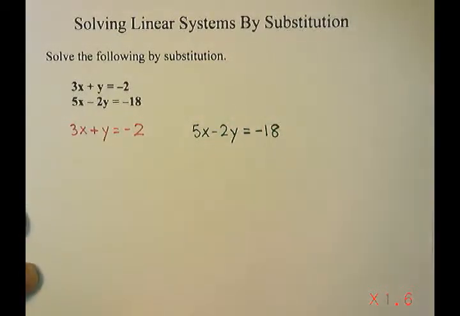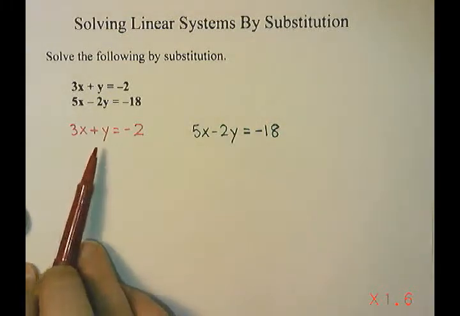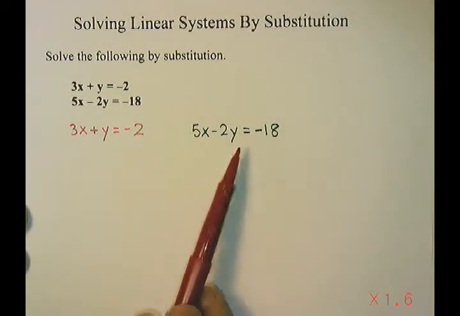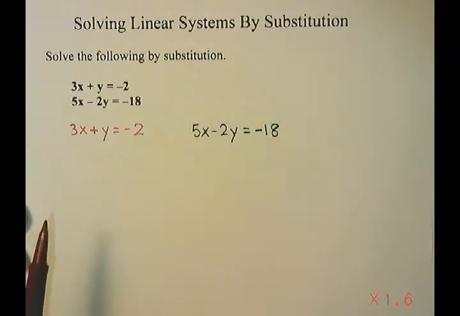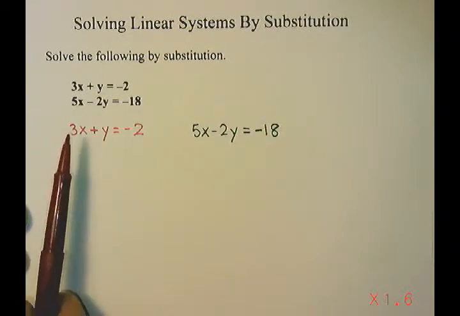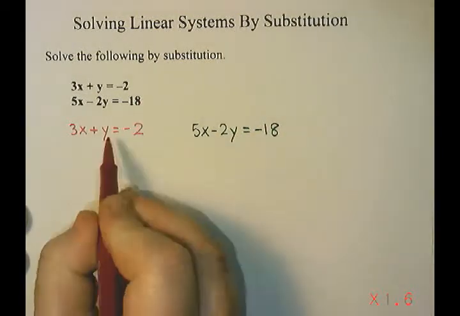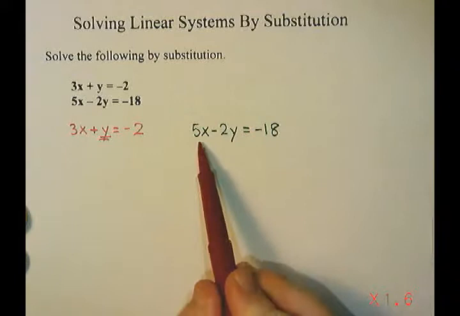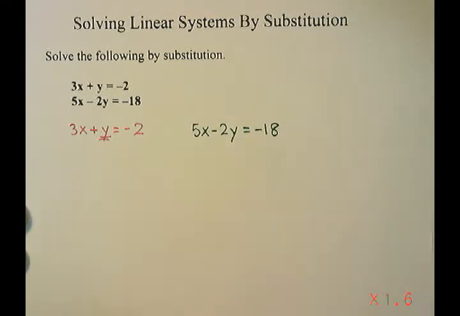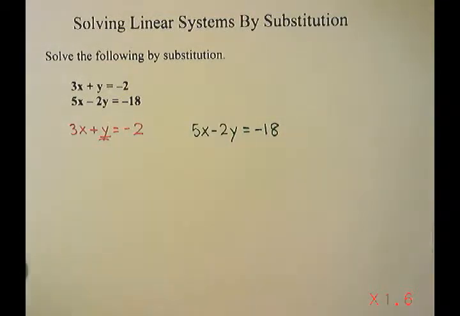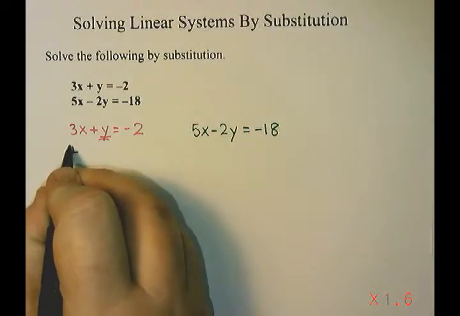So what you want to do with substitution is take one of the two equations and rearrange it to get either x or y all by itself. When I'm trying to decide which of the two equations to do that with, I look for an x or a y that does not have a coefficient, which means there's no number in front of it. If I look at the first equation, I notice that there's a y that doesn't have a number in front of it. In this equation, both the x and the y have coefficients. So I'm going to take the first equation and rearrange to isolate for y.